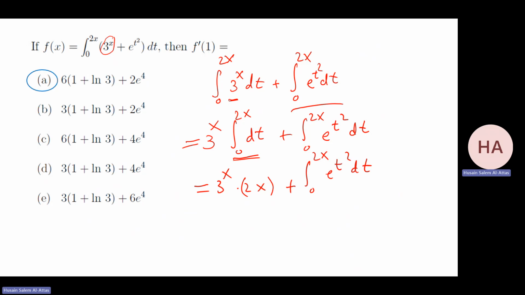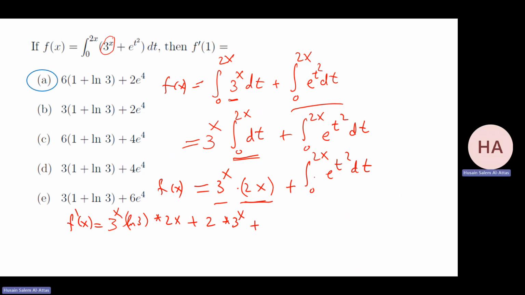Until now, I did not do any derivative. This is f of x. This is my f of x. Now we need to do the derivative, f prime at x. We have now the product rule. That will be 3 to the power x ln 3 times 2x plus the derivative of this, which is 2 times 3 to the power x. Plus, now I will use the fundamental theorem of calculus. That will be e to the x squared times 2.